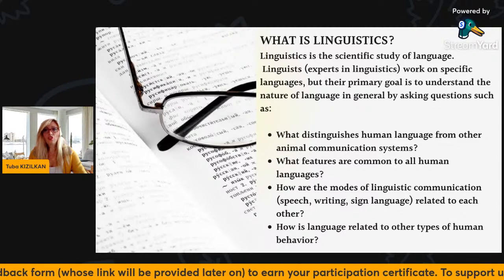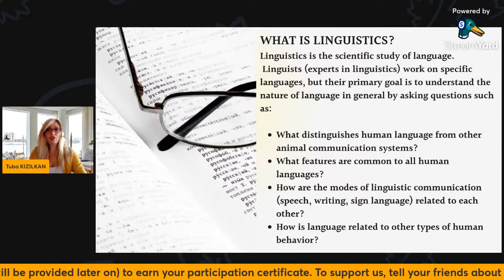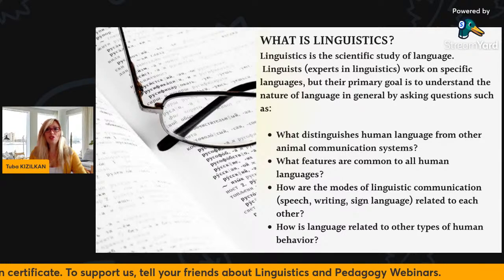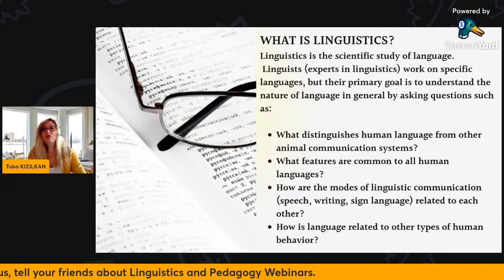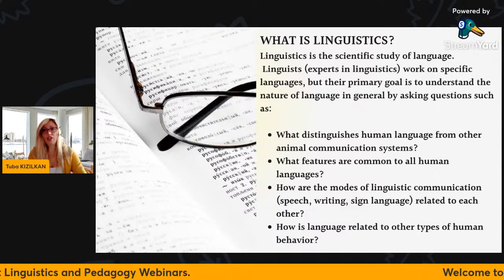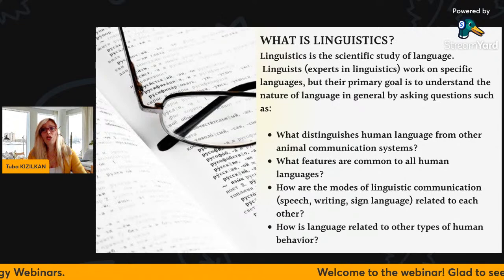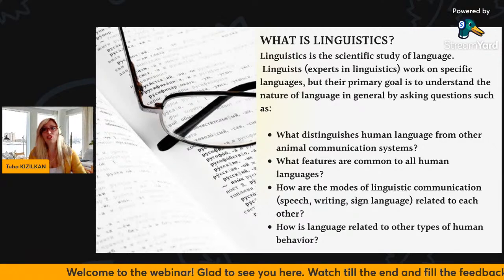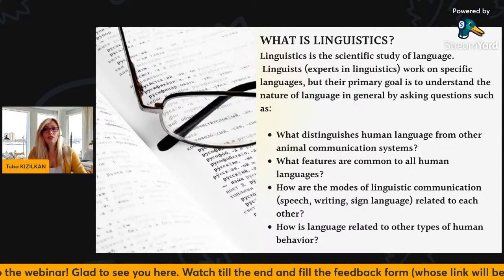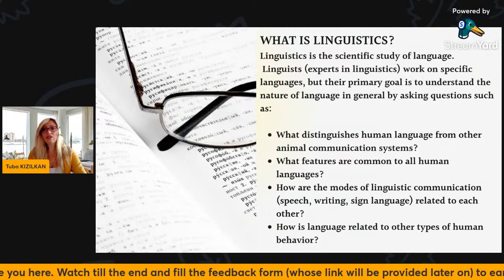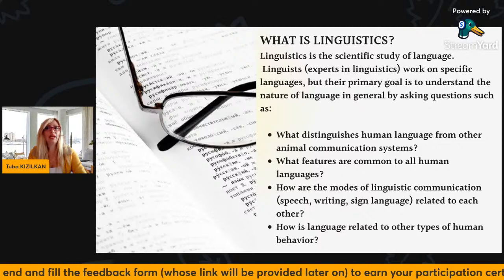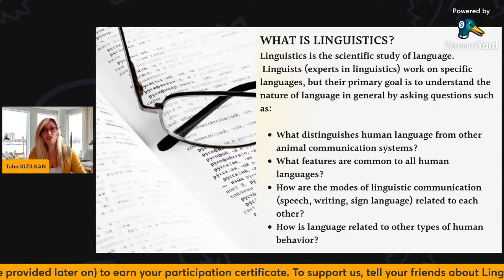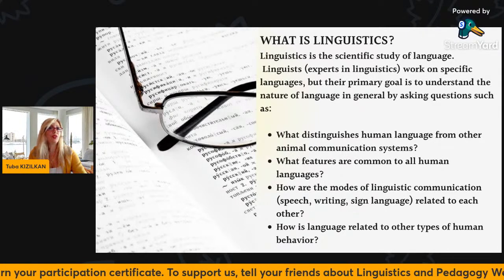And linguists, which are experts in linguistics, work on specific languages, but their primary goal is to understand the nature of language in general by asking questions such as, of course, the questions are not limited to these. We have so many questions which can be asked by linguists and the candidates of linguists and the students and the English teachers. The main questions can be like, what distinguishes human language from other animal communication systems? That's a basic question for a linguist to ask. And what features are common to all human languages?